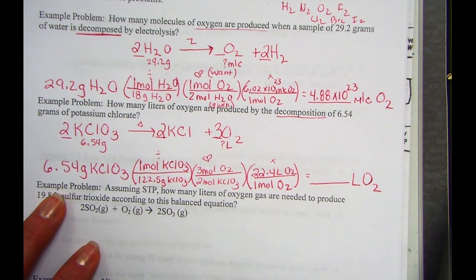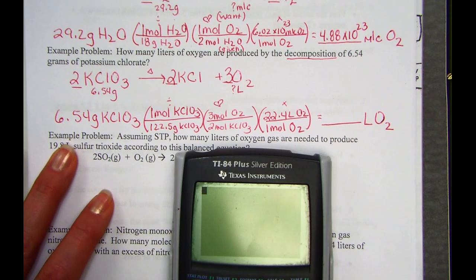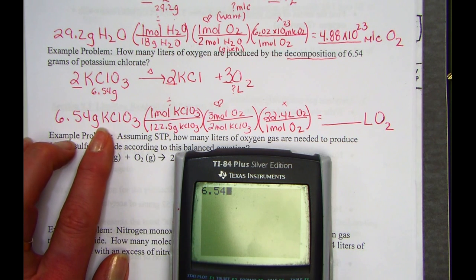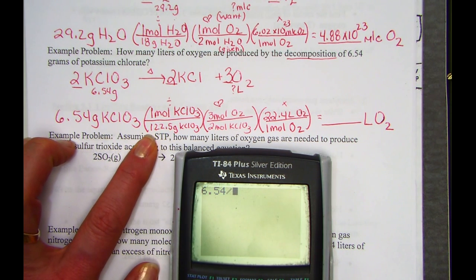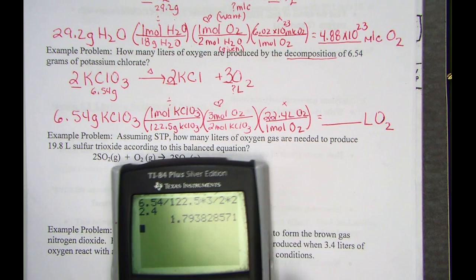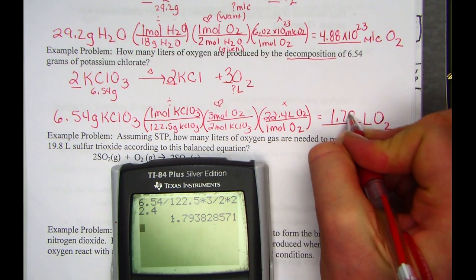Hit it with me. Very important you become confident with your calculator skills. Start with the 6.54, the grams of given. Step 1 in the conversion says divide by that molar mass of 122.5. We'll multiply that by that ratio of 3/2. That's typed in by saying times 3/2 times 22.4, the molar volume, and we find 1.79 liters of oxygen.